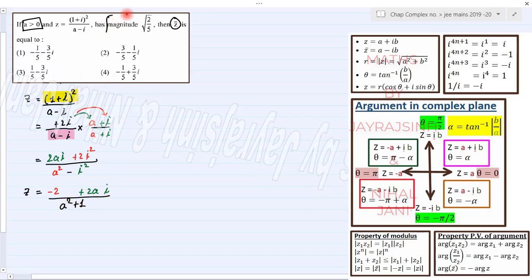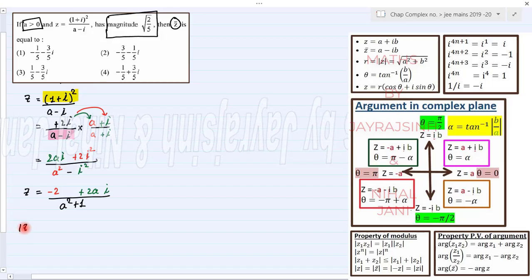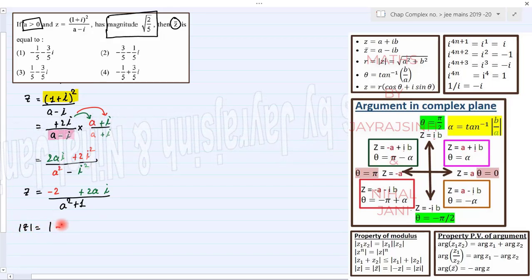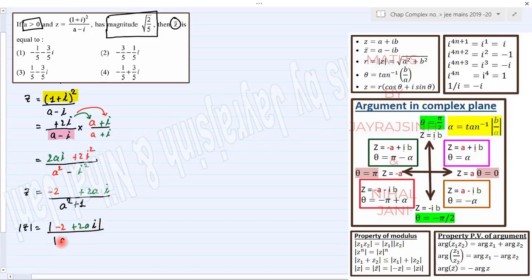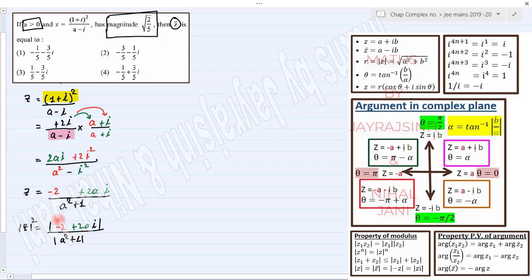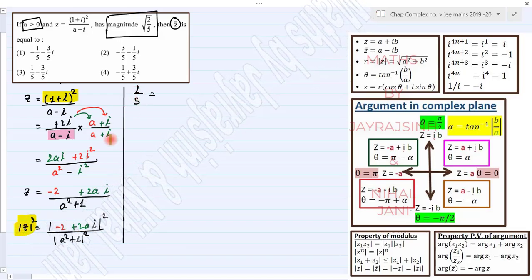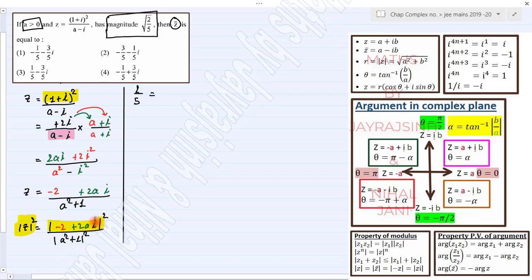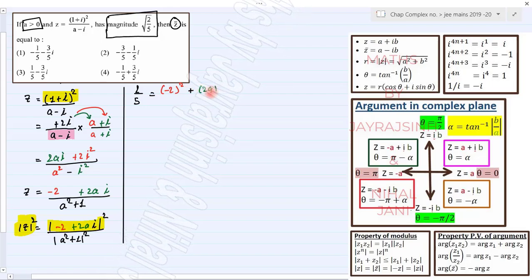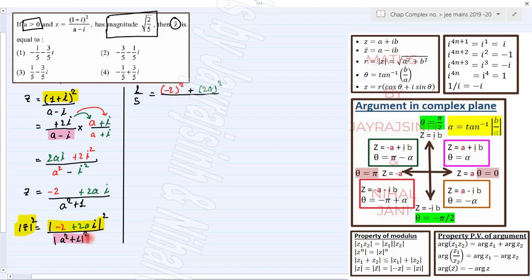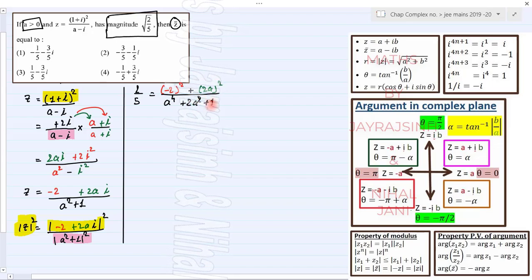Now, it is also given that its magnitude is root 2 by 5. So let's try to find its magnitude. So here we'll get magnitude of (minus 2 plus 2ai) upon magnitude of (a square plus 1), and take the square on both sides. Magnitude of z square will be 2 by 5. Magnitude of (minus 2 plus 2ai) the whole square will be real part square plus imaginary part square, and (a square plus 1) the whole square will be a raised to 4 plus 2a square plus 1.